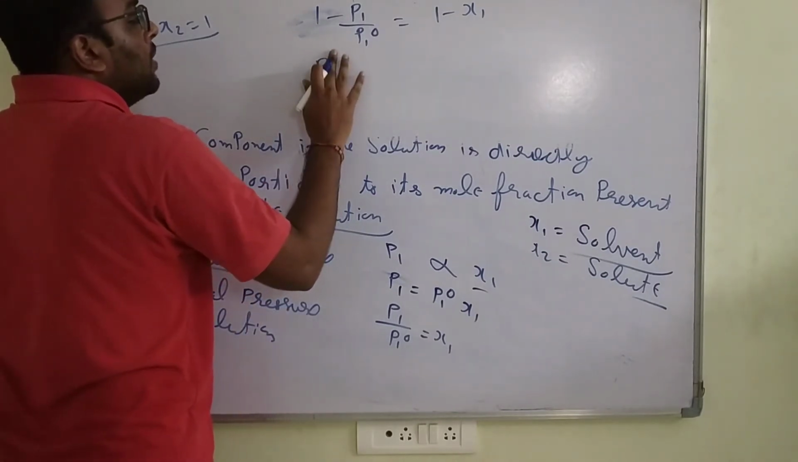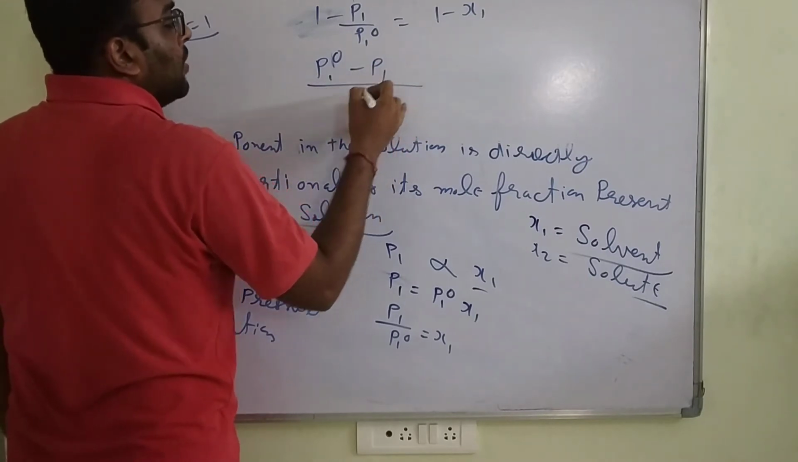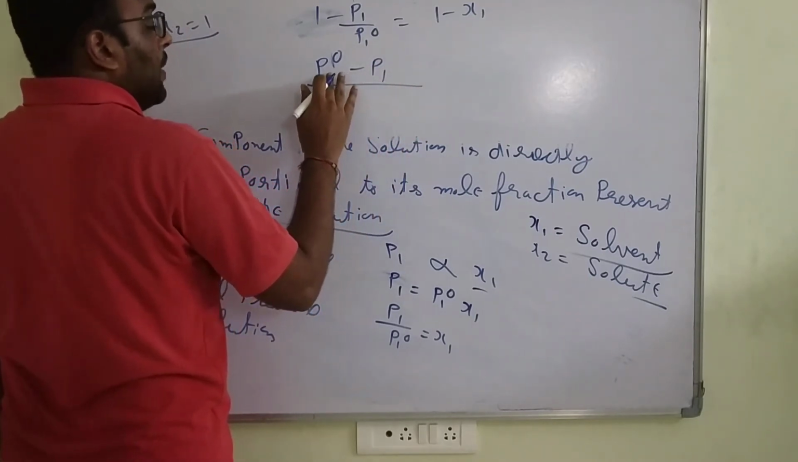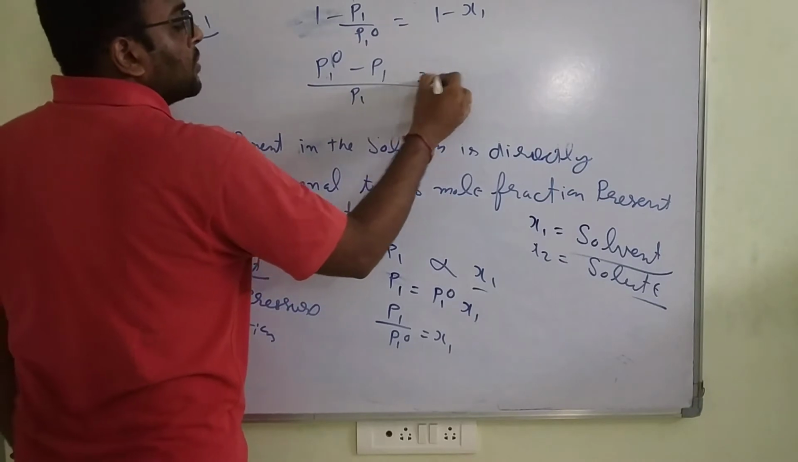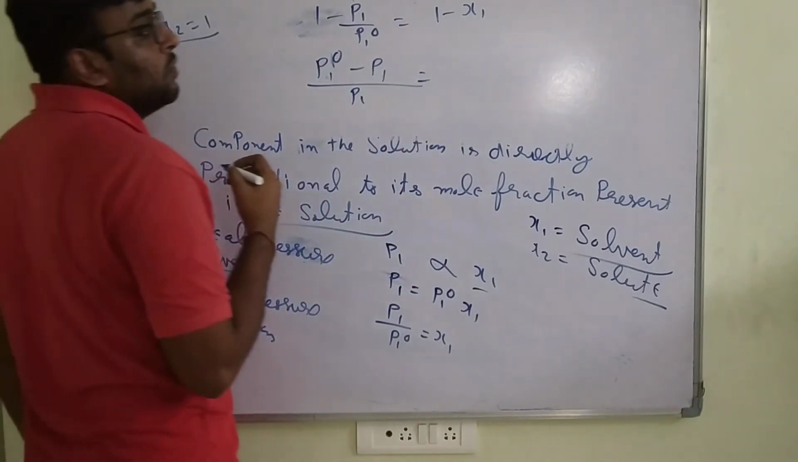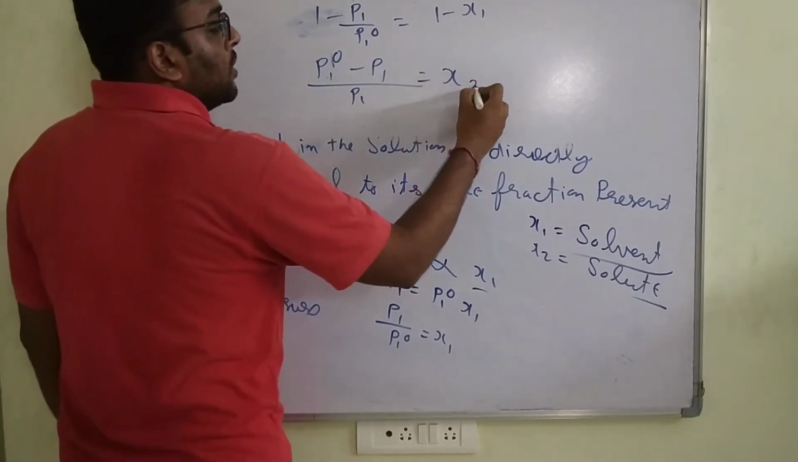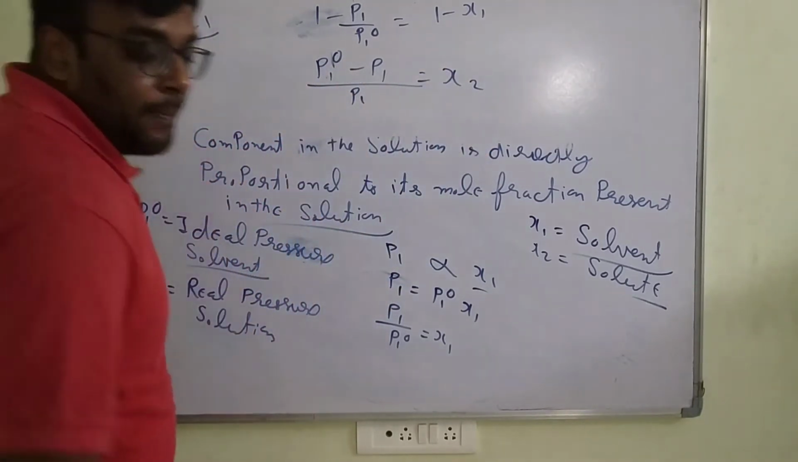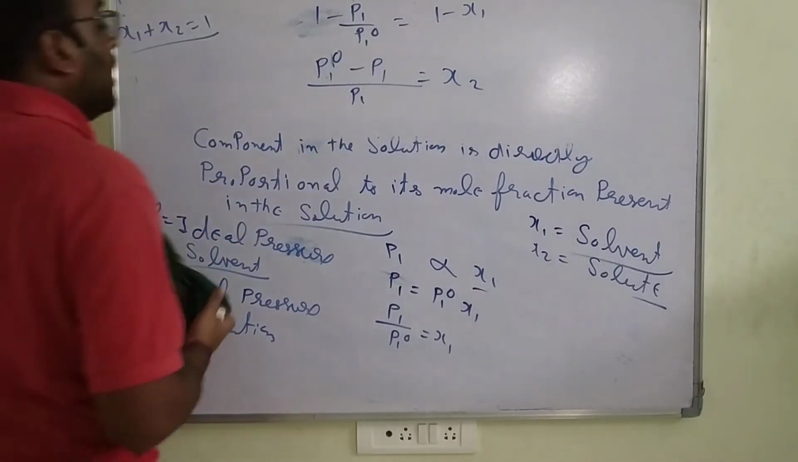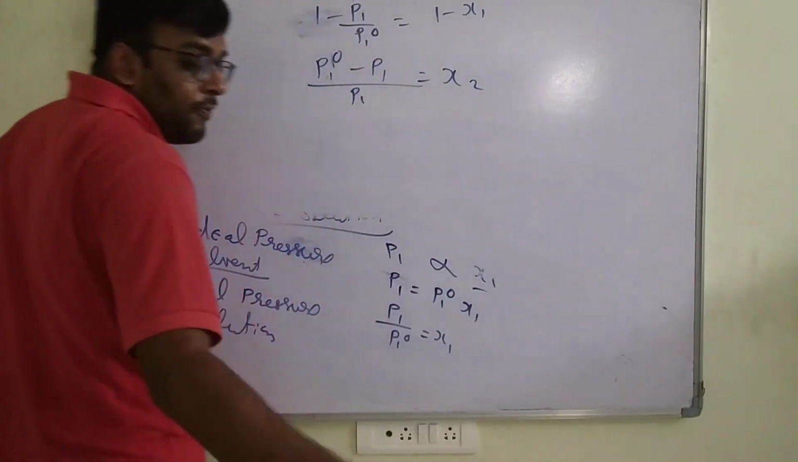P1 naught minus P1 upon P1 is equal to 1 minus x1. As we know, 1 minus x2 plus x1 plus x2 is equal to 1. So 1 minus x1 is x2. Very important topic. What happens in this way? It is called relative lowering in vapor pressure. Very important topic from your textbook.